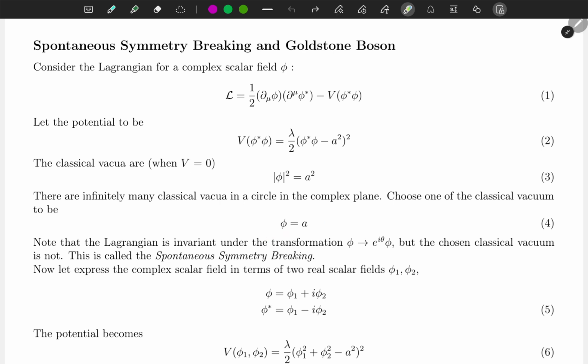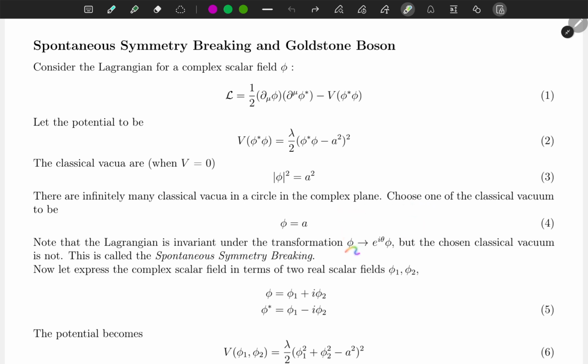Now note that we are doing a transformation of this kind, phi going to e to the power i theta times phi. This kind of transformation is called a global gauge transformation, because this theta, as you can see in the phase, is a constant. It does not depend on the space-time coordinates. If you substitute this, you can see that the Lagrangian remains invariant, meaning it doesn't change. So this transformation is a symmetry of the Lagrangian.